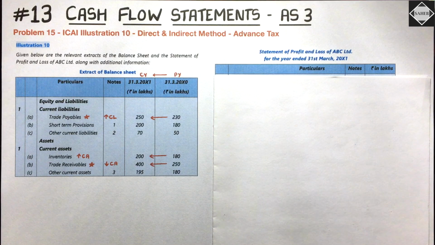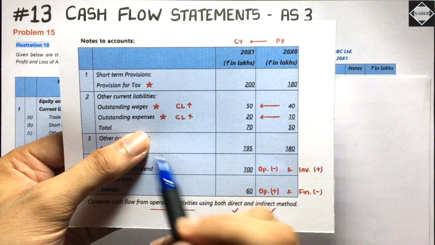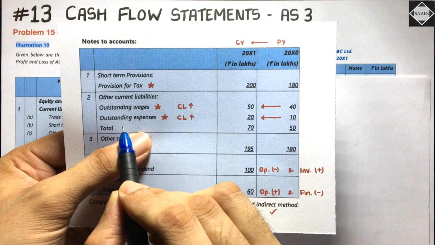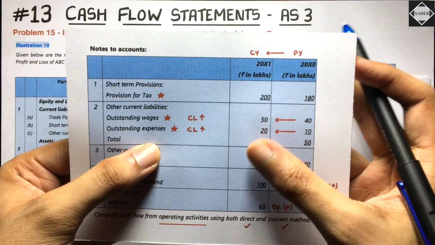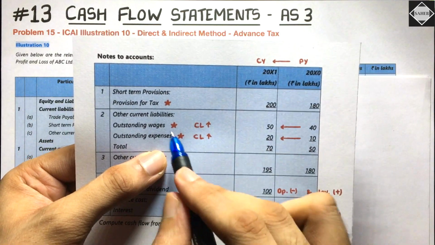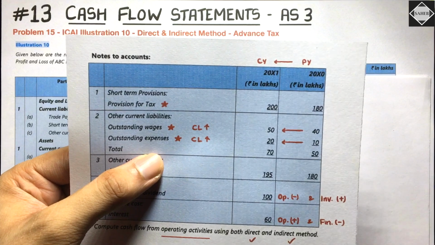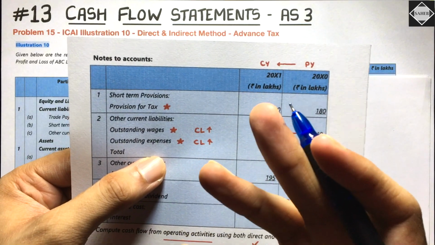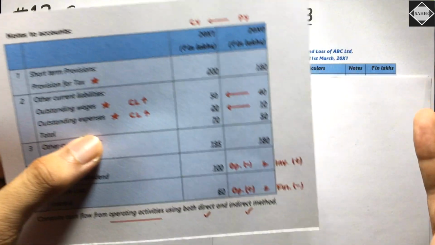Okay, fine. Then we have other current liabilities. Note number 2. We have to check what we have in other current liabilities. If we see in other current liabilities, outstanding wages, outstanding expenses. Tell me what will happen to these. In direct method, you have to open a ledger account for both of these things, isn't it? And find out how much is paid. Okay, there will be data in P&L also.